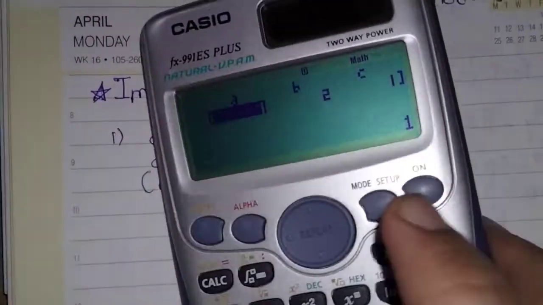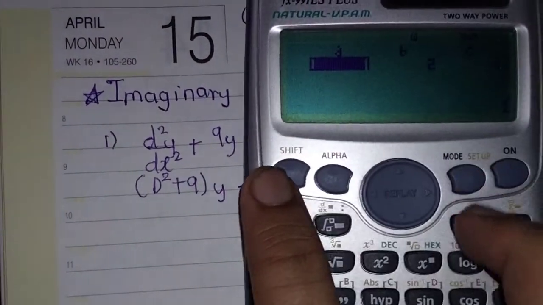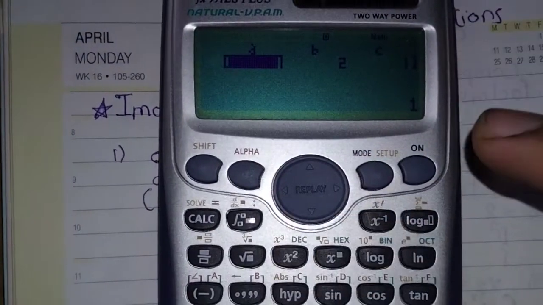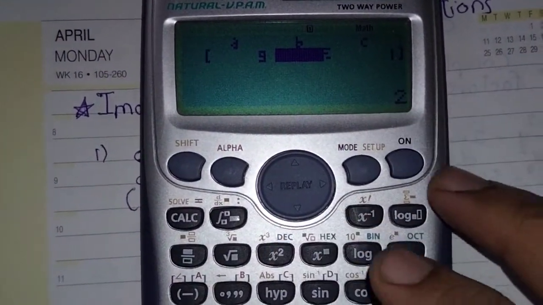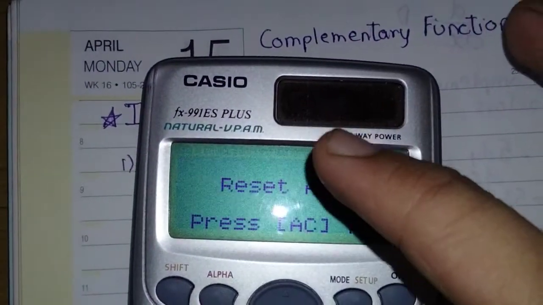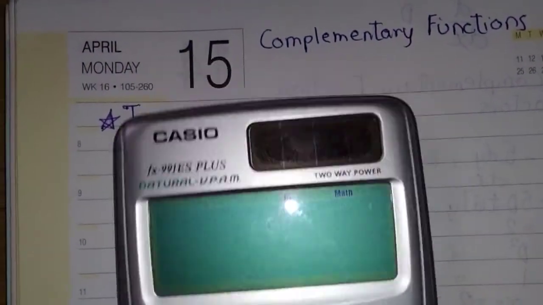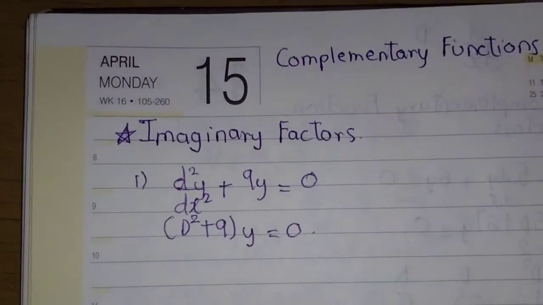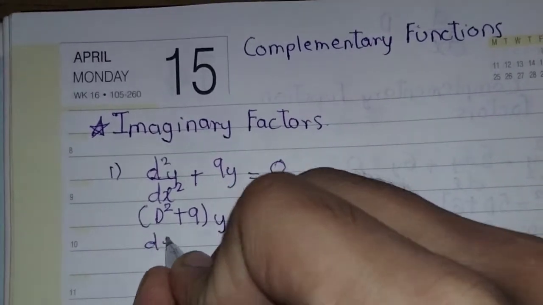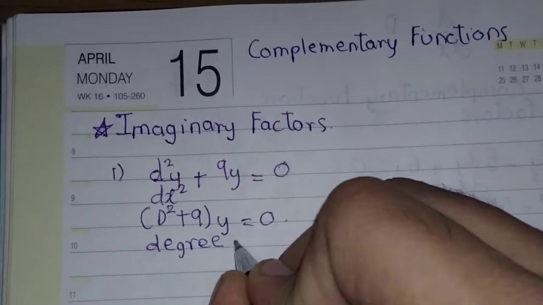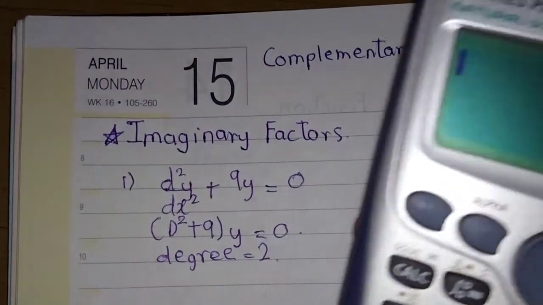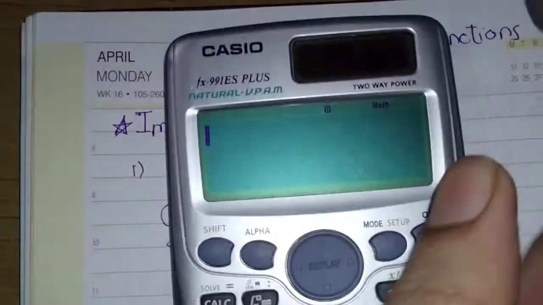Now, putting the terms in the calci, pressing the on button, I will show you from the start. In order to clear the calci, you have to press shift 9 equal, shift 9 third. First we have to see what is the highest power of the equation. The highest power is 2, so degree of the complementary function is 2. You have to get two terms. So in order to get the two terms, you have to put the values on the calci.